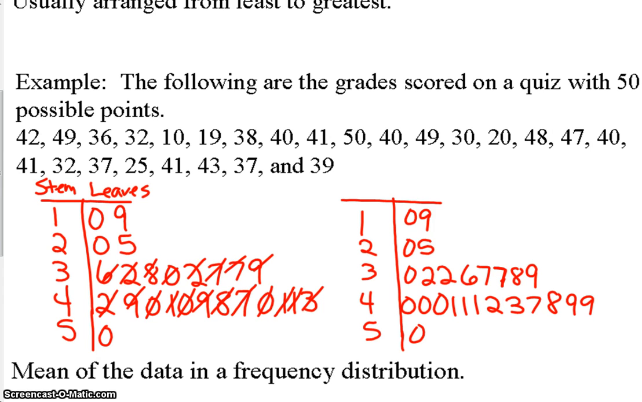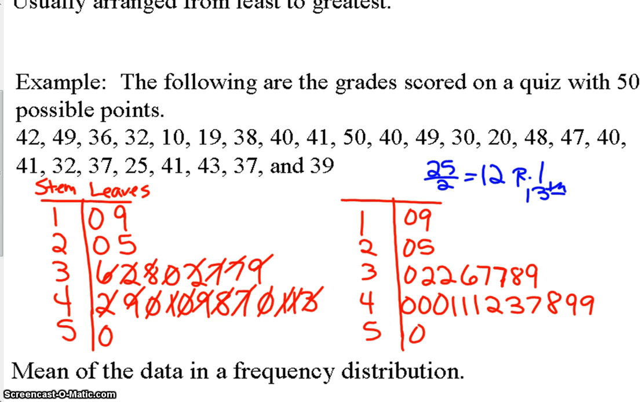I would have to know for the mean that the numbers are 10, 19, and so on. To find the median, I need to know how many numbers there are. So there were 1, 2, 3, 4, 5, 6, 7, 8, 9, 10, 11, 12, 13, 14, 15, 16, 17, 18, 19, 20, 21, 22, 23, 24, 25 pieces of data. So 25 divided by 2 is 12 with a remainder of 1. That means the 13th piece of data is my median.